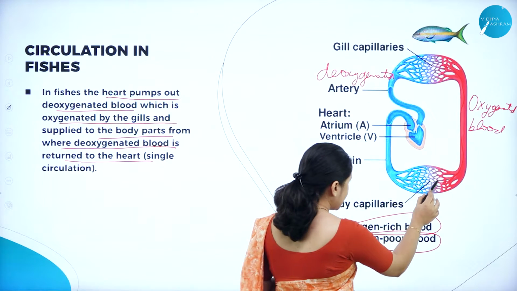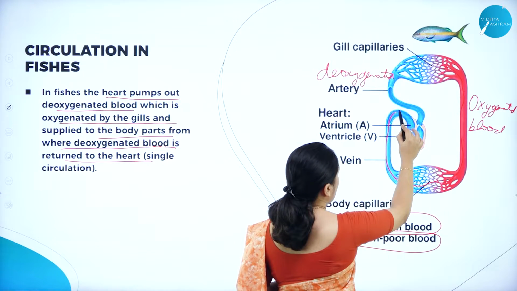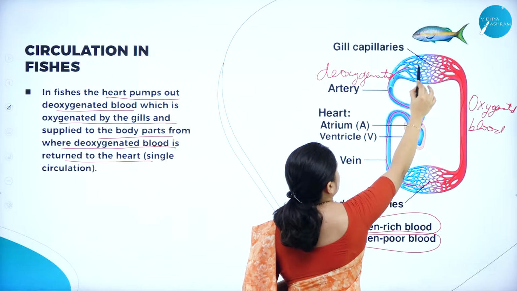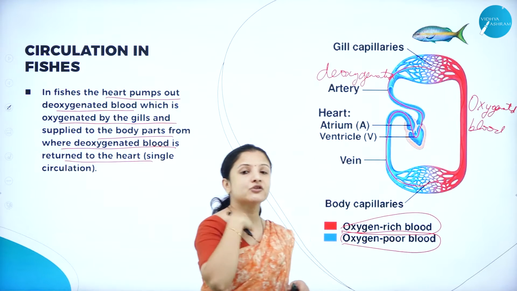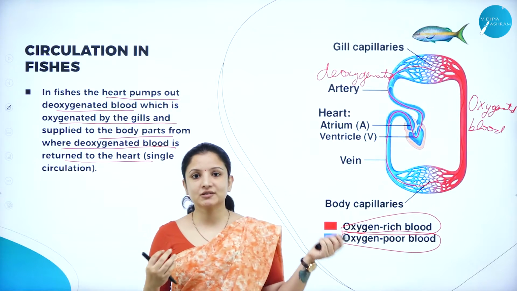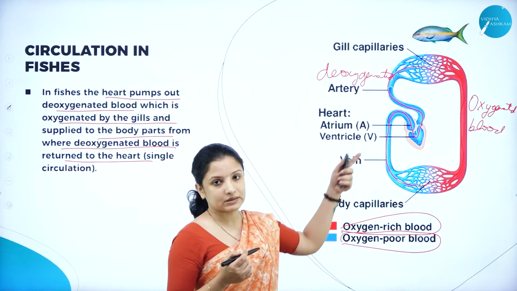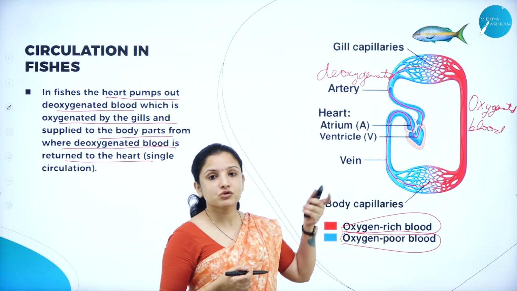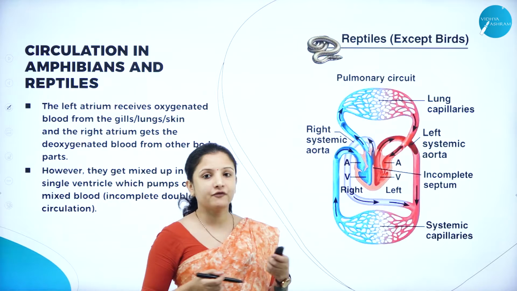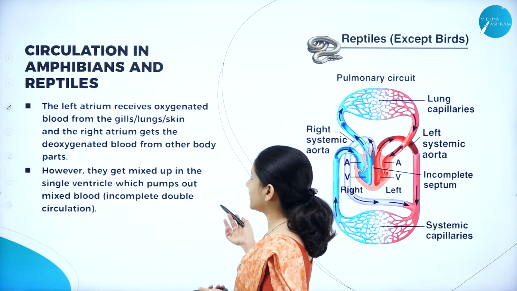So from there, the deoxygenated blood will be carried back to the heart and then it will be carried to the gills, so that it gets oxygenated, right? So that is how it occurs. This is about the circulation in fishes. In fishes, that is why it is a simple circulation wherein 2 chambers of the heart are involved. Next, moving further, we shall see circulation in amphibians and in reptiles.